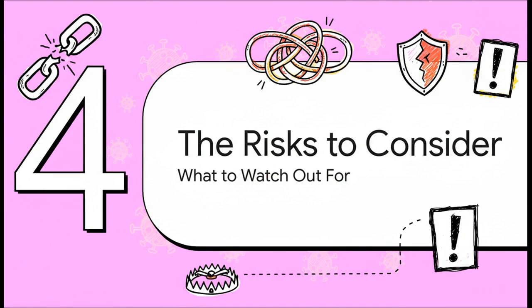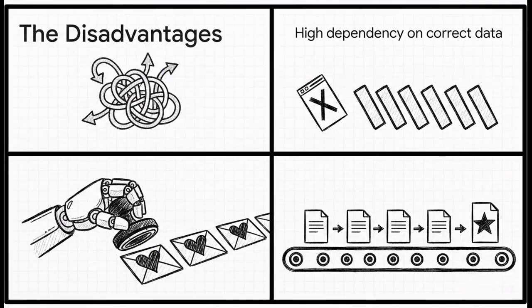Because it's not all perfect. To get the full picture, we have to look at what you really need to watch out for when you're using it. So what are some of the downsides? Well, for one, the initial setup can be a little complex if you're a first-time user. Also, and this is a big one, you are completely dependent on your data being correct. If there's a mistake in your list, that mistake is going to be copied everywhere.